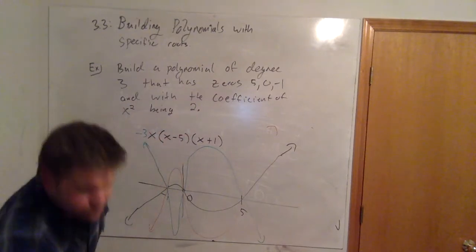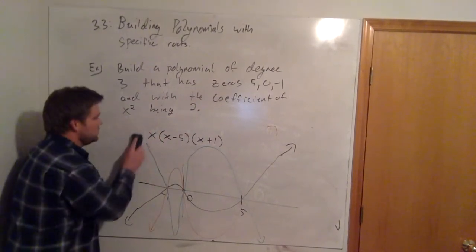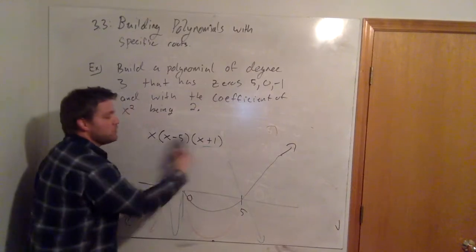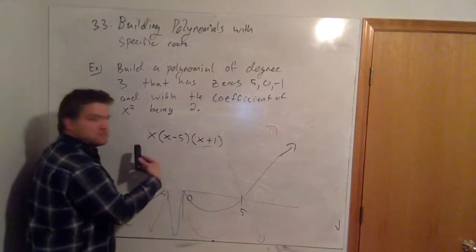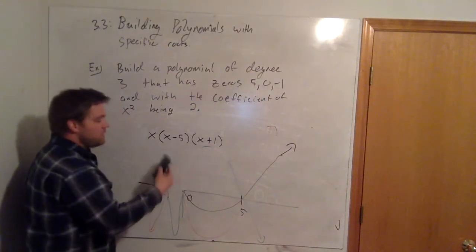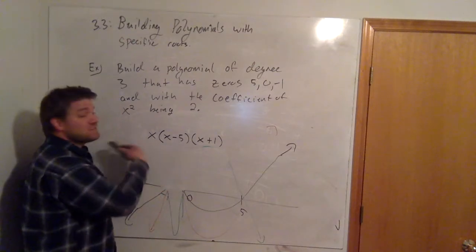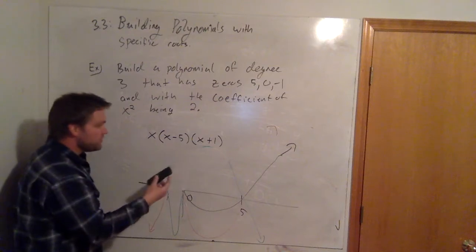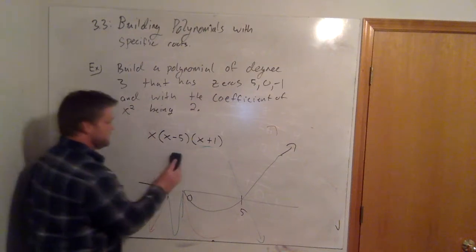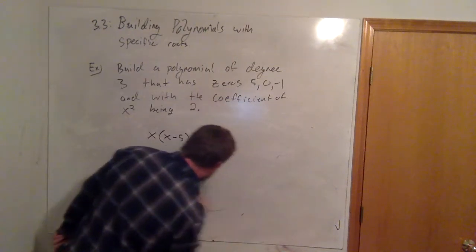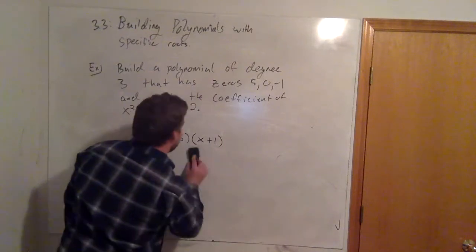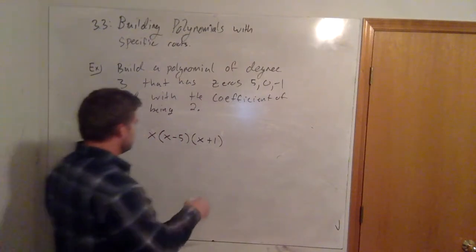So what am I going to do? What am I going to do to figure this out? Well, I'm actually going to completely expand this. An unfortunate exercise, but I'm going to FOIL this out. I'm going to try to figure out what coefficient is on x squared, and then I'm going to scale the polynomial appropriately to make sure that the coefficient in front of x squared is a 2. So let's go ahead and FOIL this out.